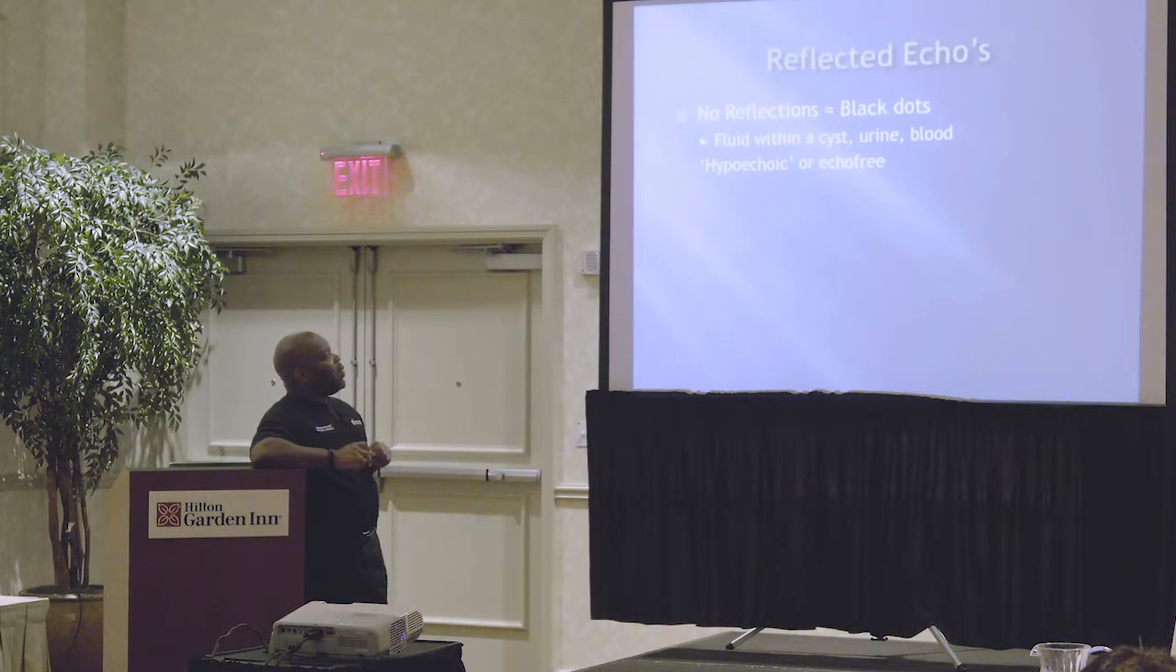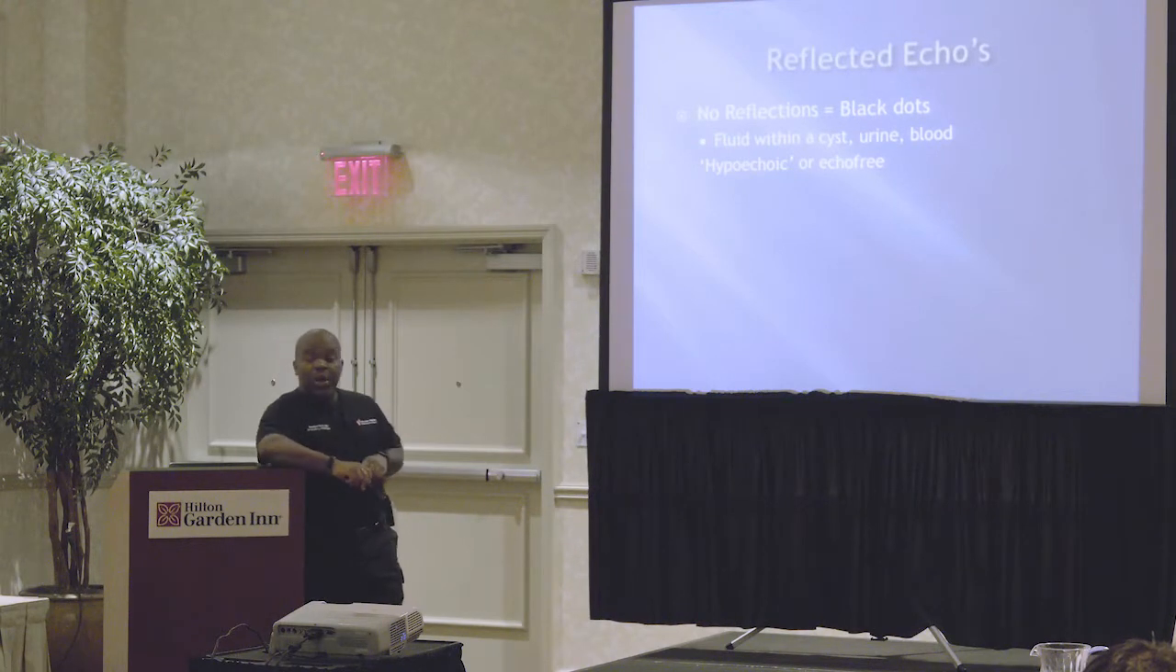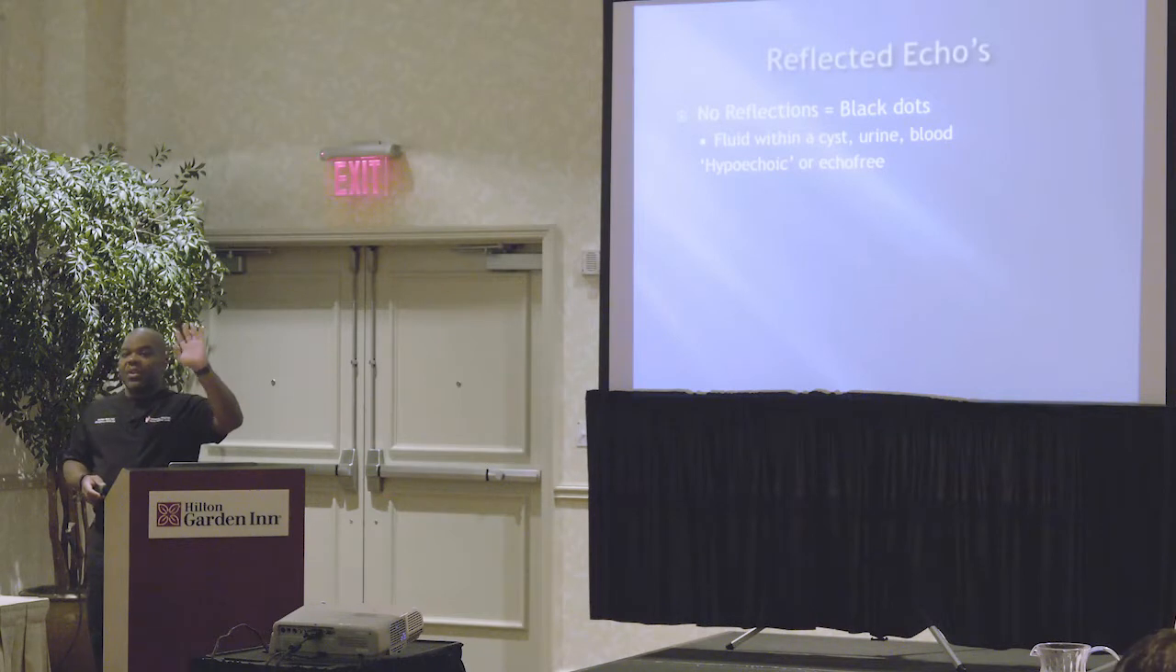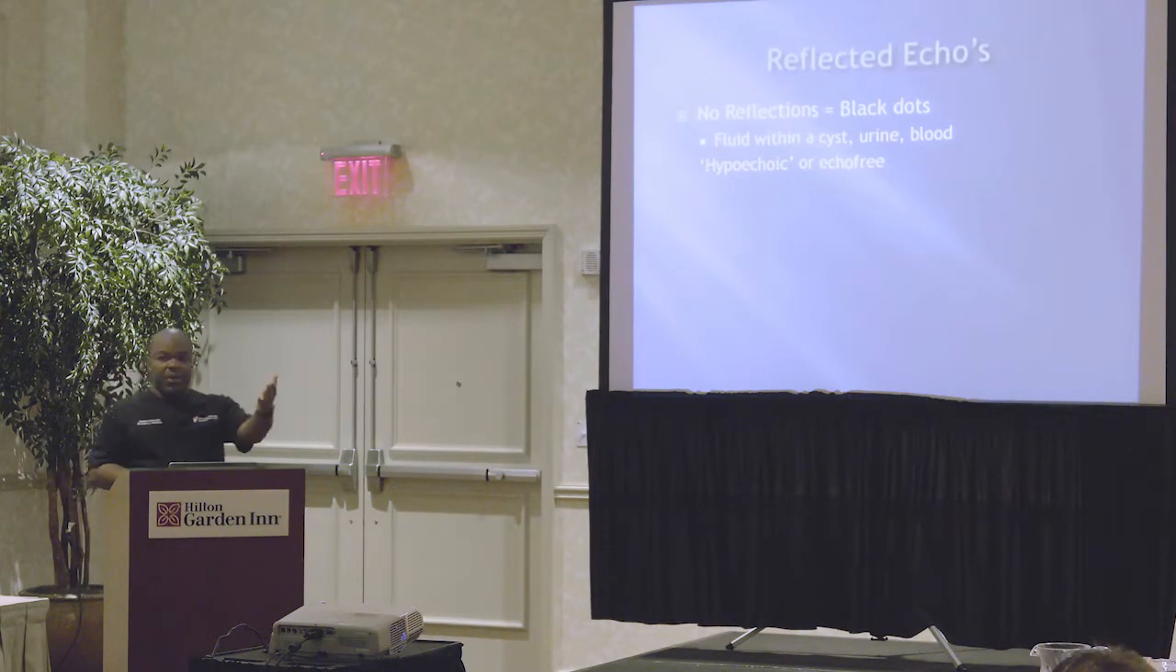So that's how you can tell what you're looking at. But for the most part, what we're looking for is cystic fluid, urine, blood, is gonna be what we call hypoechoic or echo-free, all right? The sound just goes right through it. Nothing is reflected back because there's nothing for it to hit off. But if you start to get bits inside of the fluid itself, like tissue and so forth, then you're gonna have some things bouncing back and forth, all right?